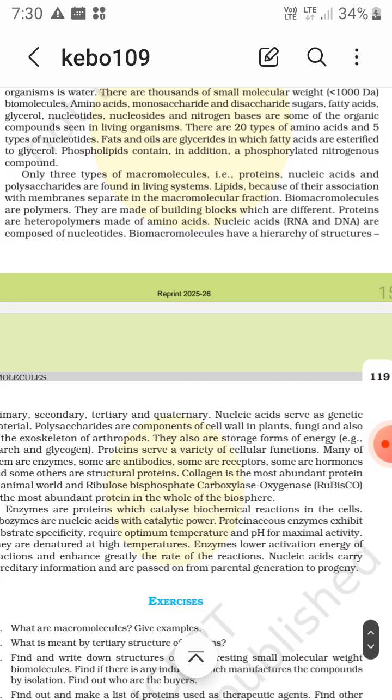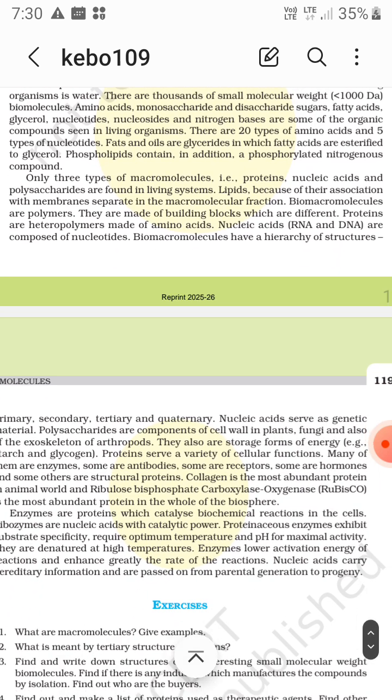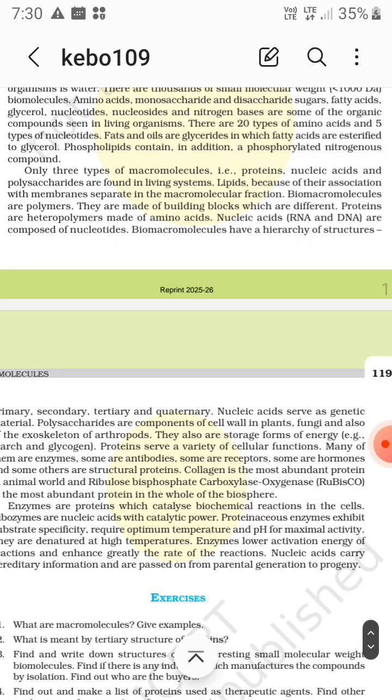Now only 3 types of macromolecules, that is proteins, nucleic acids and polysaccharides, are found in living systems. Lipids, because of their association with membranes, separate in the macromolecule fraction.